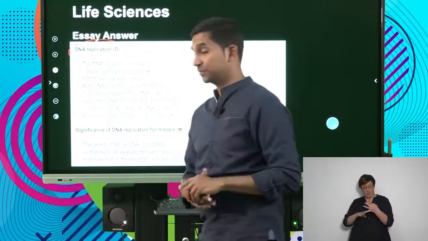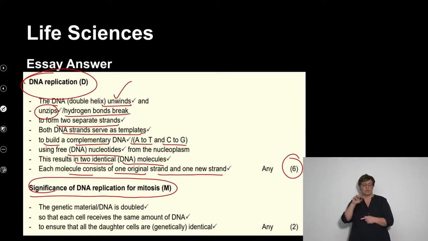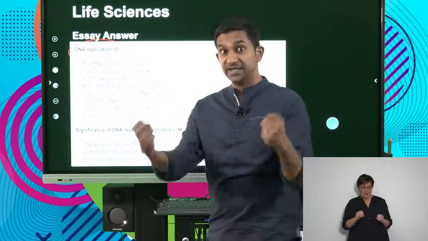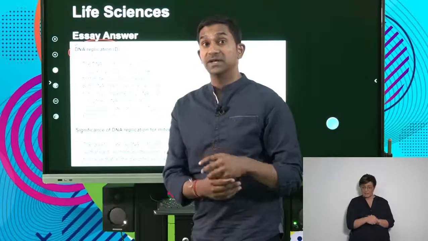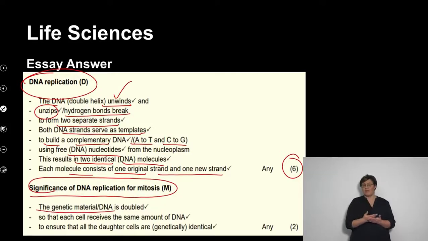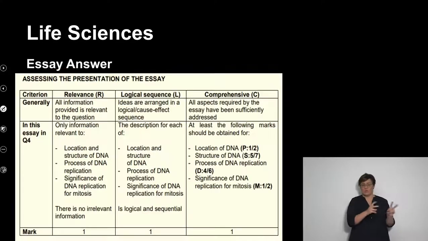Remember that the third part of the question was discuss the significance of DNA replication for mitosis. And guys, we know that mitosis was a process in which the cell copies and produces two identical cells. And we know that during interphase, DNA replication occurs. So in this bit, you've got to be able to quickly describe that genetic material is double-stranded and that each cell receives the same amount of DNA, and it's important that the DNA replication takes place to ensure that the daughter cells have a genetically identical copy of that information.